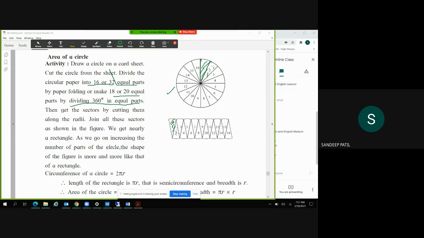As we go on increasing the number of parts of the circle, the shape of the figure is more and more like that of a rectangle. तो अगर हम इनके नंबर ऑफ पार्ट्स बढ़ाते जाएंगे तो ये क्या होगा, समथिंग लाइक रेक्टेंगल. ओके.